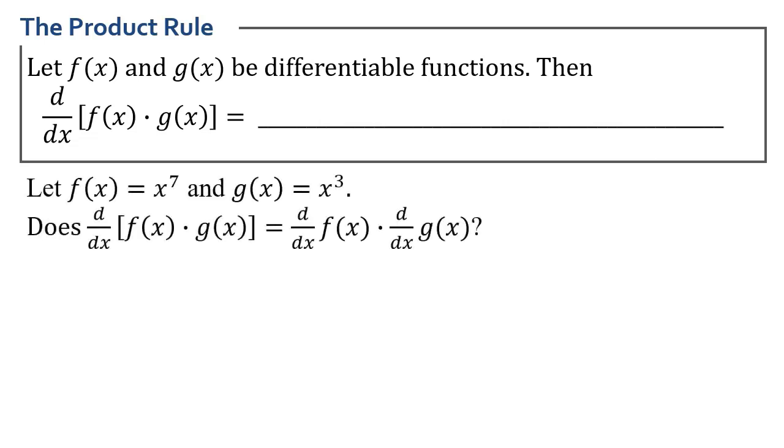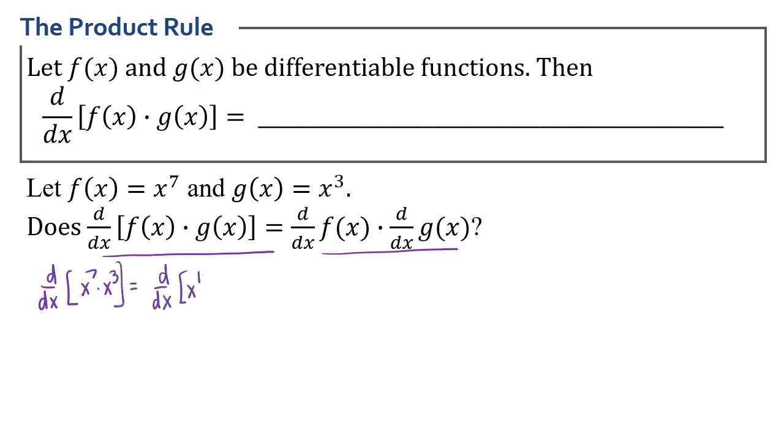So let's look at an example. Let f of x equal x to the 7th and g of x equal x cubed. Let's see if what we would intuitively think is the case is true. If I were to find the derivative of these two functions multiplied together, let's first figure out what that function is. That's x to the 10th power, using the property of exponents, a to the m times a to the n equals a to the m plus n. Finding the derivative using the power rule, I get 10x to the 9th power.